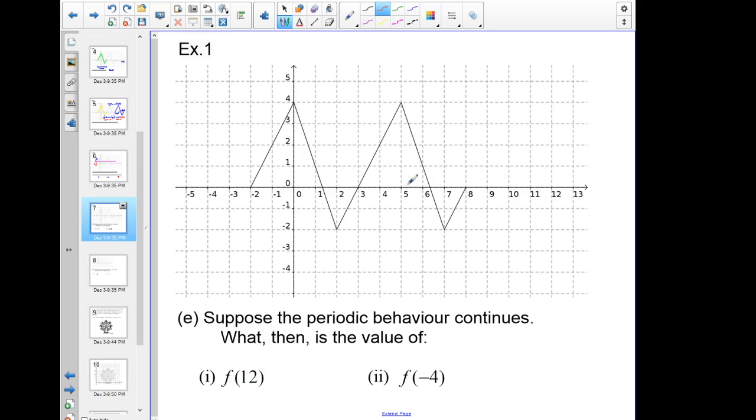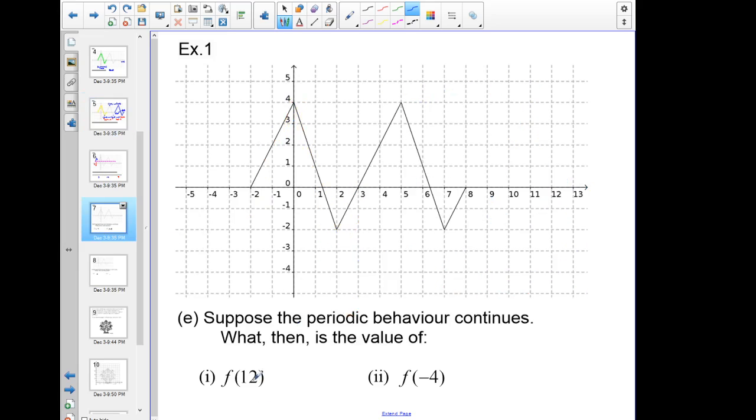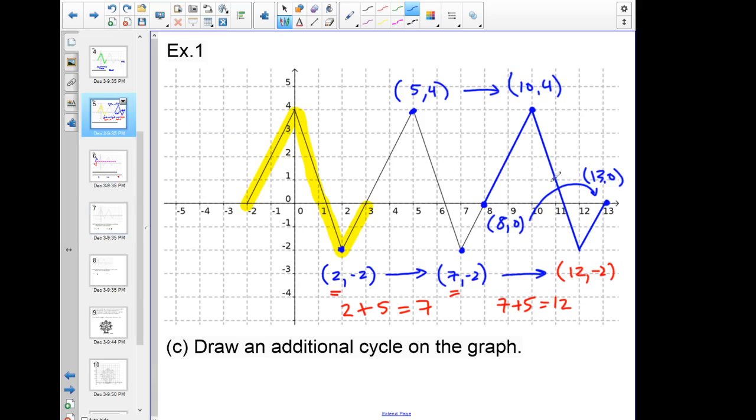Now, I've gone back to the original graph. So even though I had graphed this before, on a previous page I had graphed a third cycle, I've taken that away for now. If I kept the third cycle, we can find the answer to this very easily. F of 12, here is the x value of 12, so we can see the answer is -2.